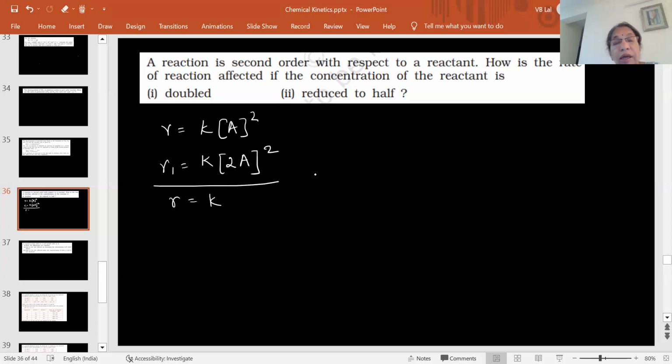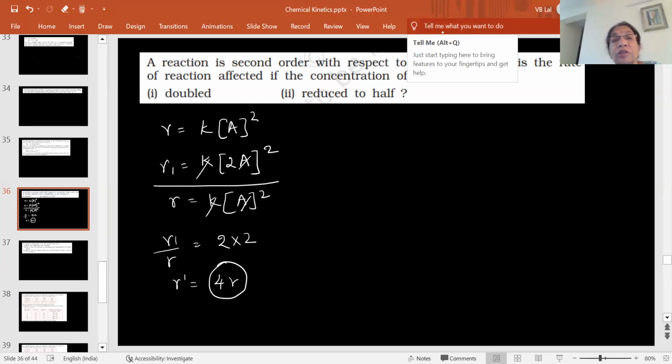So how will I find out? I divide R1 by R. R is equal to K [A] raised to 2, right? So R1 by R is equal to this, and K and K get cancelled, A squared and A squared get cancelled. So what is remaining? 2 raised to 2, 2 into 2. So R1 is equal to 4R. If I double the concentration of the reactant, the rate will become how many times? 4 times. That is a second order reaction.